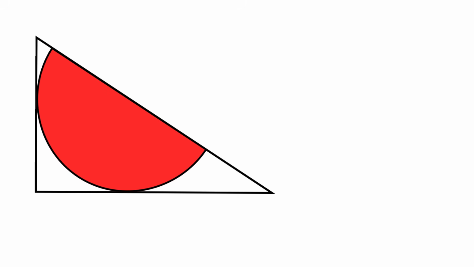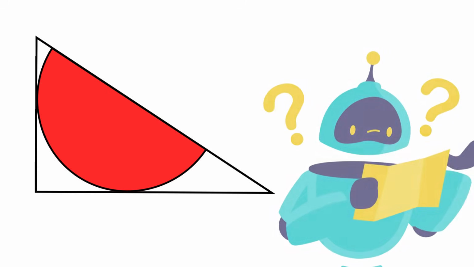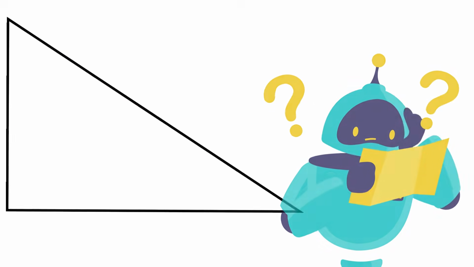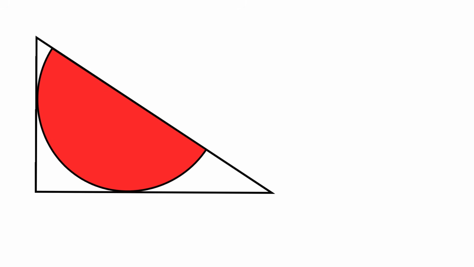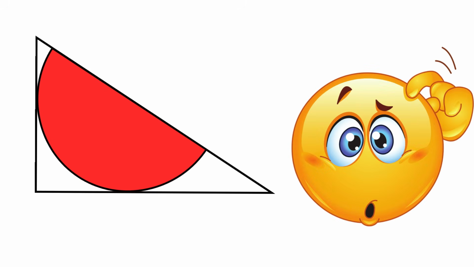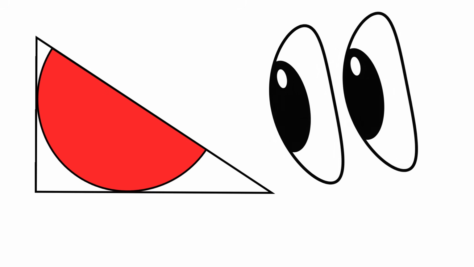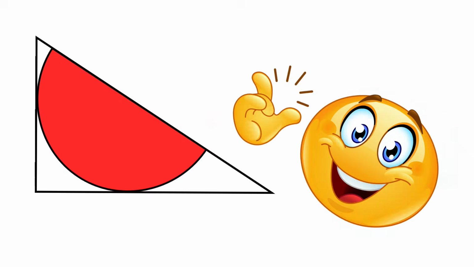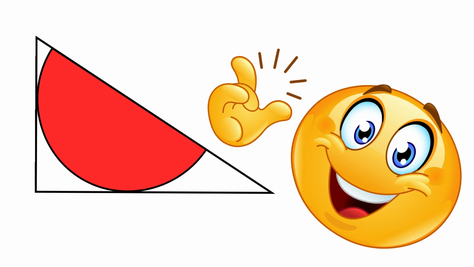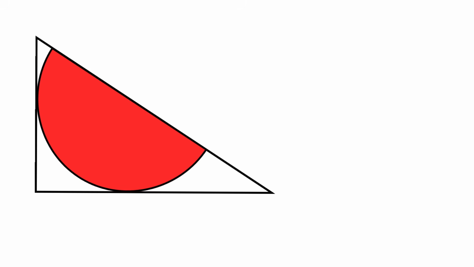Most people look at this problem and immediately feel stuck. They see a triangle, a semicircle, and honestly, no obvious place to start. But here's the thing: inside this triangle, there's a perfect square. And once you spot it, the entire problem just unlocks, almost instantly. So today, I'm going to show you exactly how to find it easily.